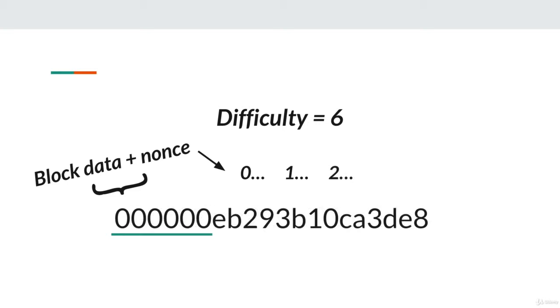Overall, this act of generating new hashes with changing nonce values takes a decent amount of computational work. Hence, finding a nonce that unlocks a hash that meets the difficulty requirement is that very proof of work.